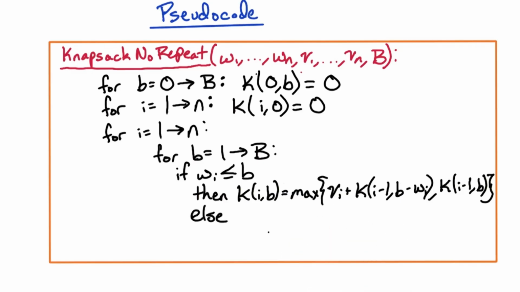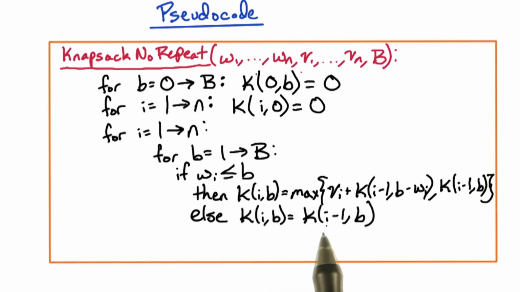In the other scenario where object I does not fit in the current capacity available, then we know that the entry K(i, B) is just the same as the previous row, K(i-1, B), since the optimal solution, since it doesn't include object I, will be a subset of the first I minus 1 objects.